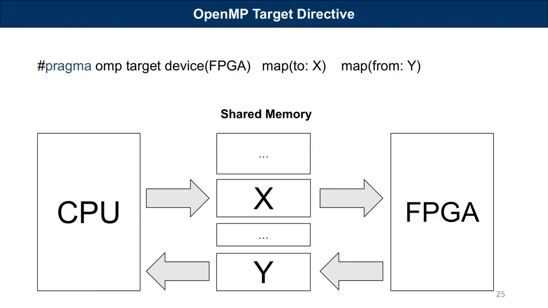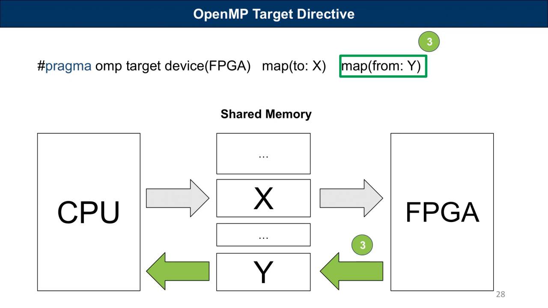Besides creating tasks, the OpenMP specification has the target directive that allows offloading data and computation to an accelerator device. In our project, we set the FPGA as an OpenMP accelerator. As you can see in this piece of code, we use the target directive along with the device clause to specify the computation offloads to an FPGA. The map to clause specifies the data we want to send to the FPGA, while the map from clause specifies the data we want to bring back from the FPGA.